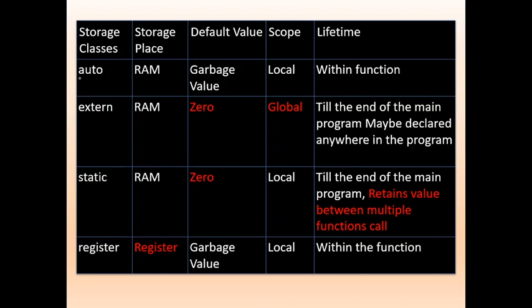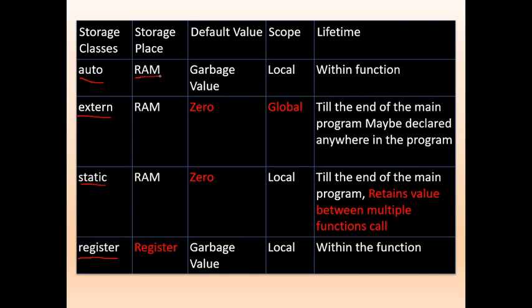We use the auto keyword to define the automatic storage class. In the same way, for external variables, we use the keyword extern, not external, only extern. Static, S-T-A-T-I-C, static, and register, these are the keywords. So for the storage place of automatic variables, we use the keyword auto.